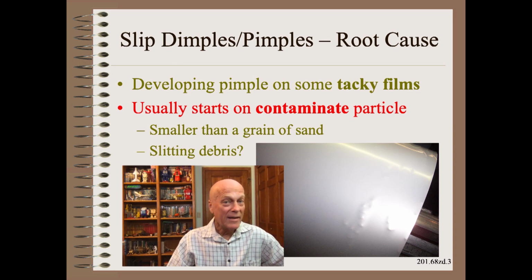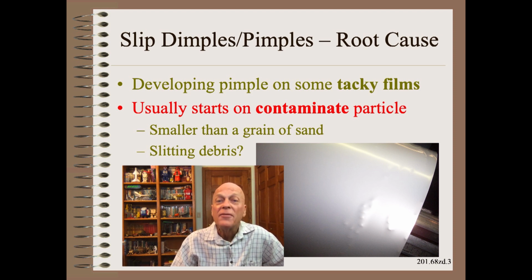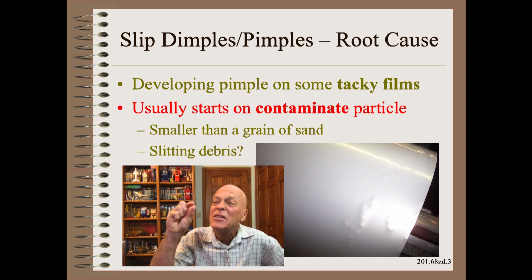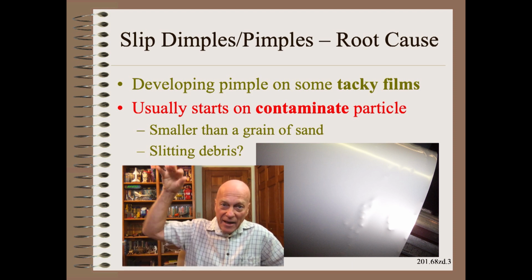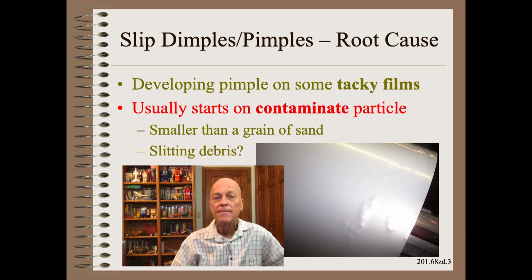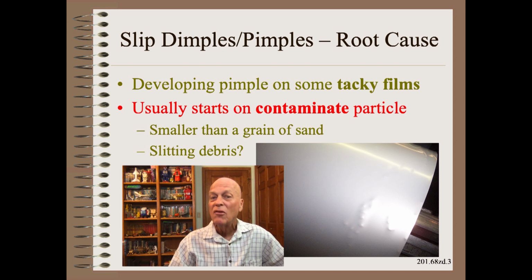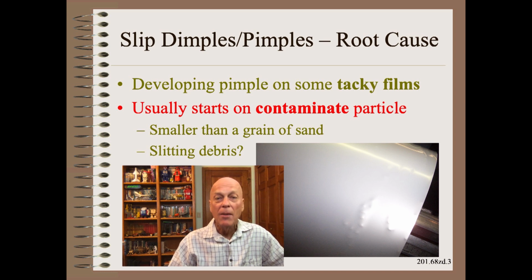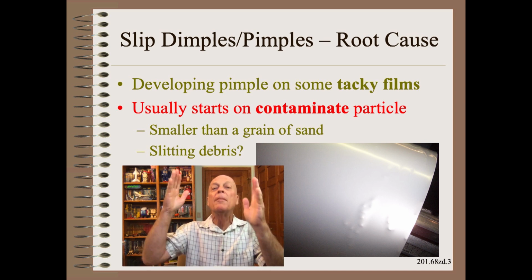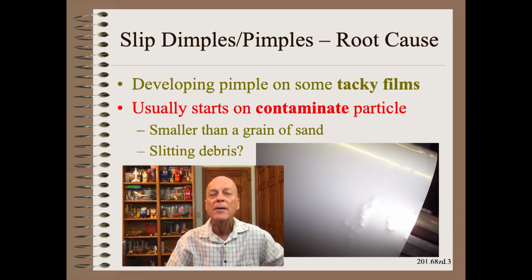What is often surprising to some is that the root cause or seed of these bumps are often a particle of contamination that is smaller than a grain of sand. In vacuum metallizers, the source may be contamination falling from the ceiling of the chamber. In this picture, you get a hint of the source because the concentration of pimples is near the slit end of the roll. In this case, it is probably slitting debris thrown up during the cutting process, which then falls back and lands on the film web.